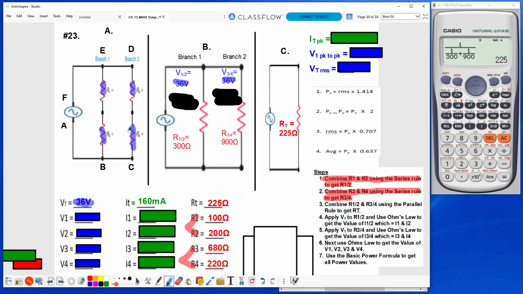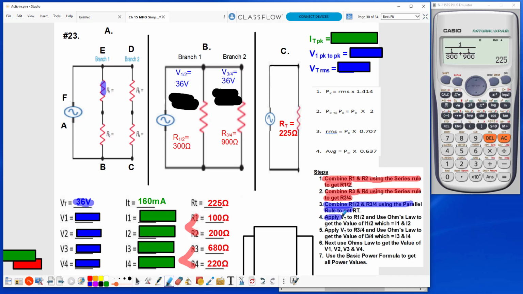So we understand that across both of these resistors, 36 volts will be dropped, represented by this resistor. And across both of these resistors, 36 volts will be dropped, represented by this resistor. So I take that 36 volts and apply it across R12 and across R34. So we finish this, we combine to get our RT.